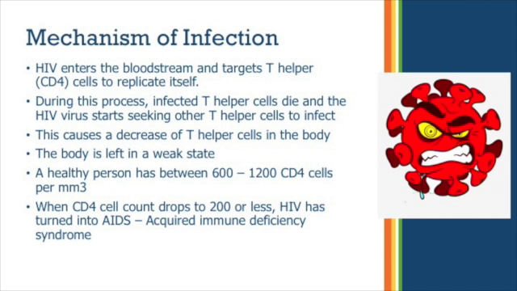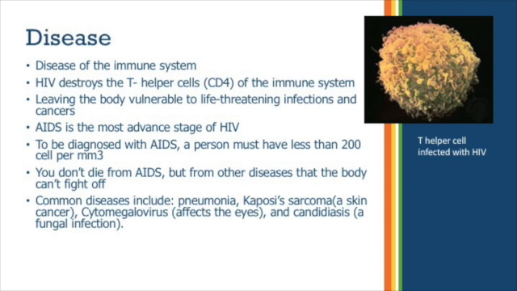So a healthy person has between 600 to 1200 cells per cubic milliliter of blood. When CD4 cells reach very low levels, a person is at risk for infection and disease. When CD4 cell count drops to 200 cells or less, HIV has turned into AIDS, which stands for Acquired Immune Deficiency Syndrome. HIV is a disease of the immune system. HIV destroys the CD4 lymphocytes of the immune system, leaving the body vulnerable to life-threatening infections and cancers.